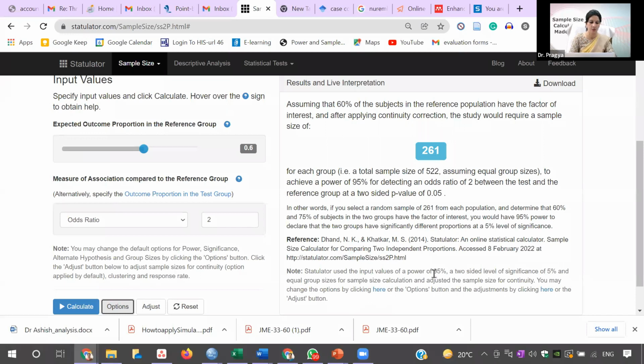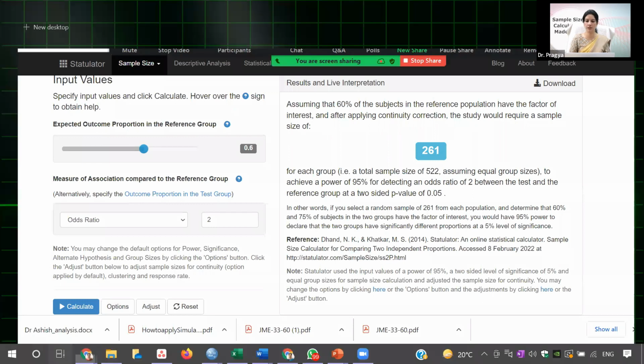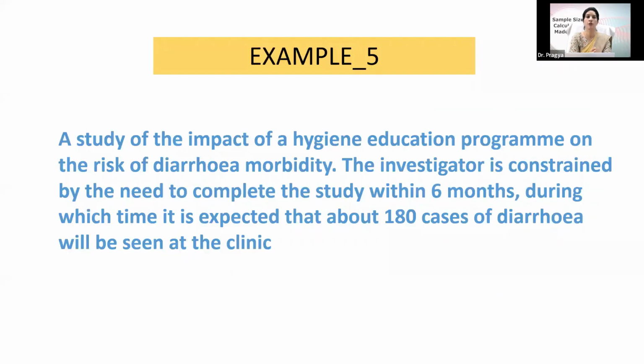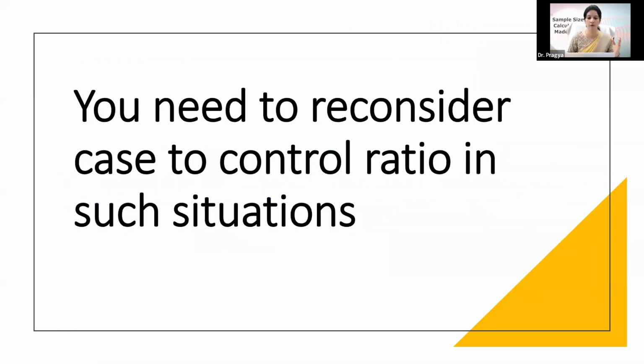Then in that case, what could he have done? In such cases when you have a restriction, the person knows that he will have only 180 cases of diarrhea. So if he is planning to conduct a case control study, then he can increase his power by taking more controls. And how to account for that? Let's see this. You need to consider the case control ratio in such situations. If you take more controls, then you can adjust for this reduction in sample size for the cases.